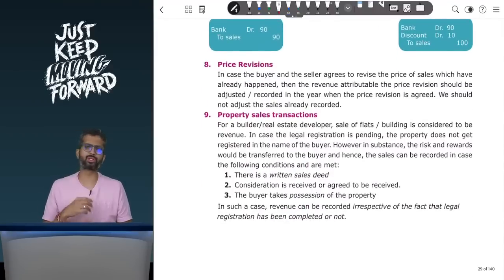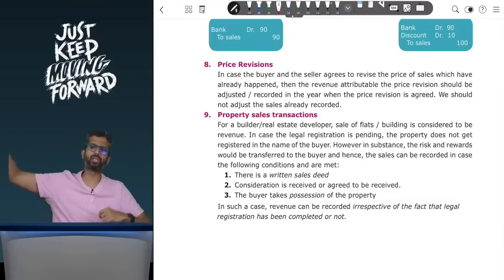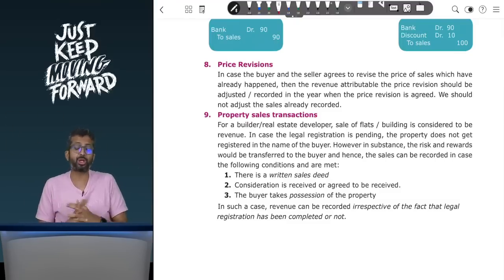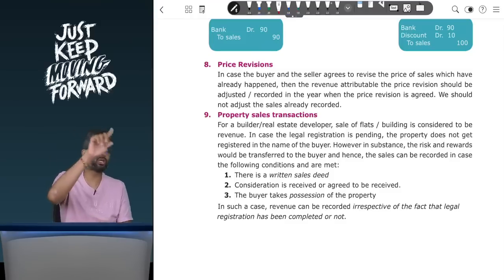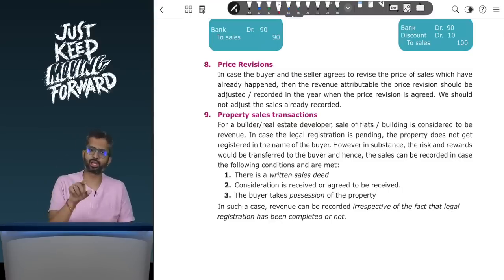Okay, there may be a few questions pertaining to price revisions. That is, let us say you have sold goods in the years 2010, 11, 12, 15, 20. For the last 10 years you have been selling goods. However, in the year 2021, you have decided to revise price retrospectively. Now, the customer also agrees that yes, price should be revised retrospectively for whatever reasons. In which case, can you go back and change the revenues already recorded in the past? No. You will not change the revenue already recorded in the past.